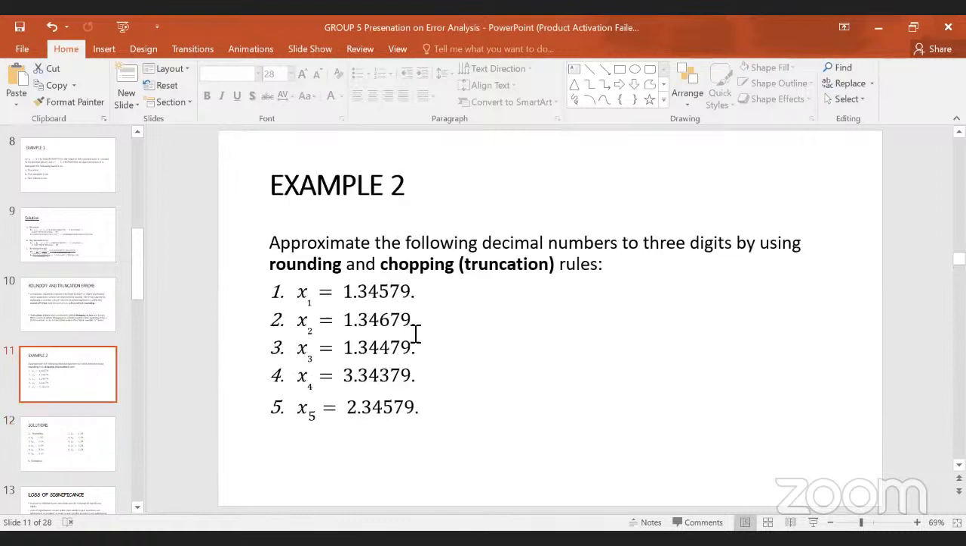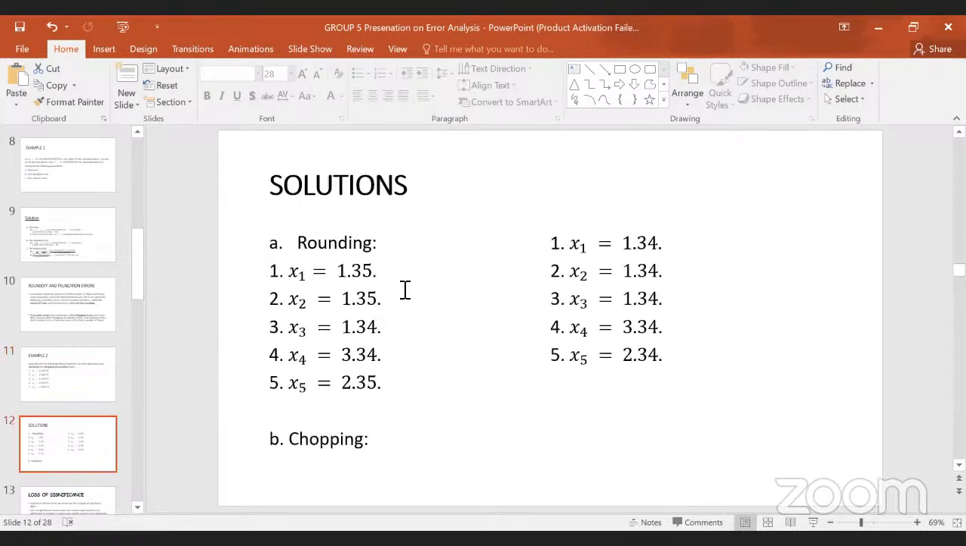Now, if you look at it, for x1, we have x equals 1.34579. Don't forget I told us earlier that numbers from 0 to 4, you round them down to 0, and numbers from 5 to 9, you round them up to 1. If you round this 9 up, this becomes 1. If you add it to this, it becomes 8. If you round this 8 up, it becomes 1, you add it to this, it becomes 6. And by the time you round this 6 up, it becomes 1. You add it to 4, this becomes 5. And that's why we have for our x1, x equals 1.35.